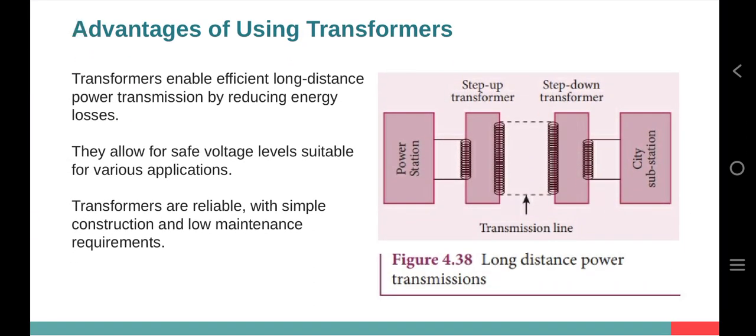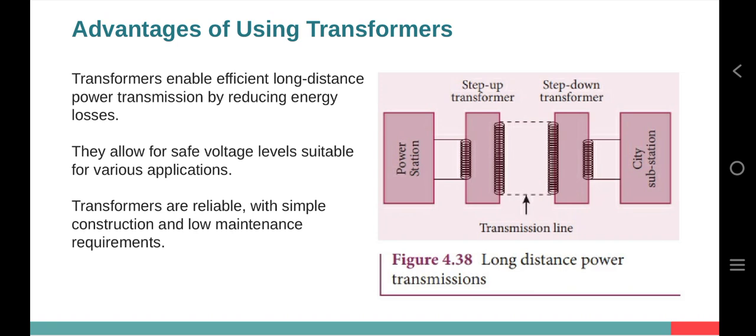Now come to the advantages of using a transformer. The transformer is very efficient in transmitting electrical power from one place to another. Only due to transformers can we transmit electrical power over a long distance, from the generating station to the place of utilization. This is only possible due to the transformer, so the transformer is a very vital and efficient piece of equipment.